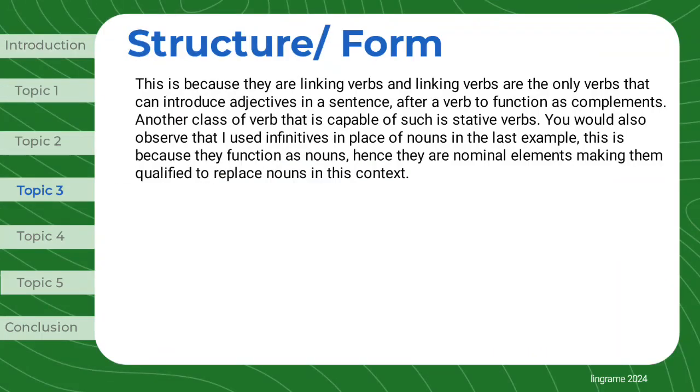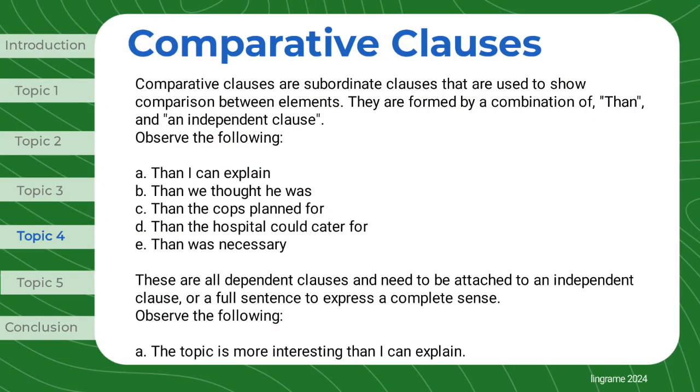This is because they are linking verbs, and linking verbs are the only verbs that can introduce adjectives in a sentence, after a verb, to function as complements. Another class of verb that is capable of such is stative verbs. You would also observe that I used infinitives in place of nouns in the last example. This is because they function as nouns, hence they are nominal elements, making them qualified to replace nouns in this context.